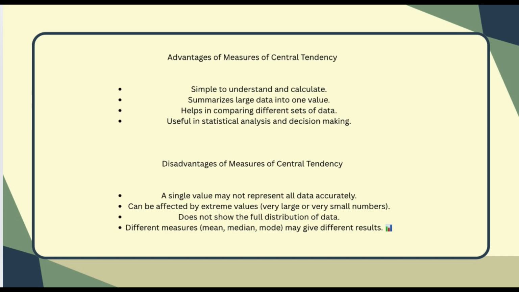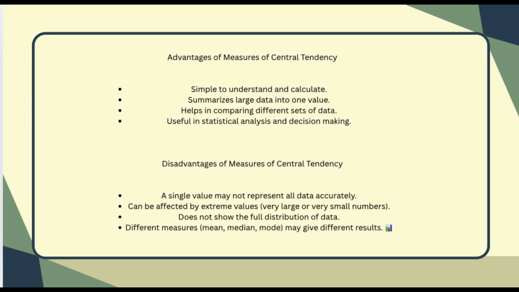Next one is advantages of measures of central tendencies. They are easy to understand. They give one simple value that represents the whole data set, making it easier for anyone to interpret and explain. Helpful for comparison. We can easily compare two groups using their central values. Summarize large data. Instead of dealing with many numbers, we get a single summary value. This makes big data sets simple and manageable. Useful in decision making. Foundation for further analysis.